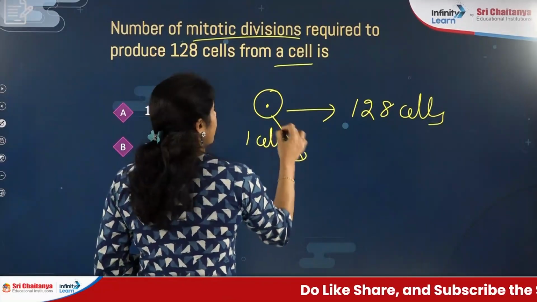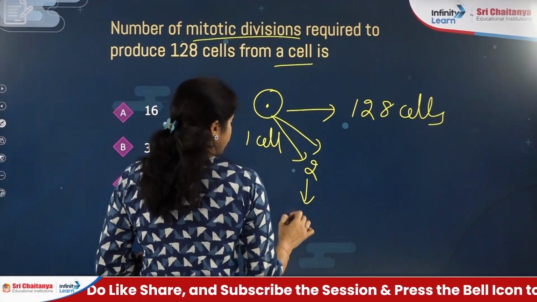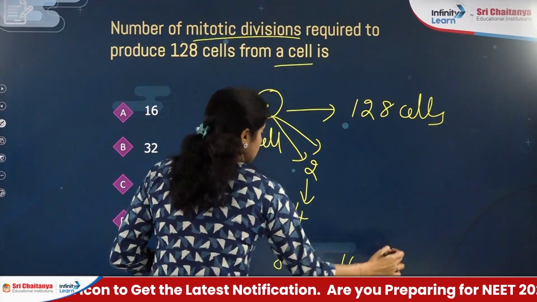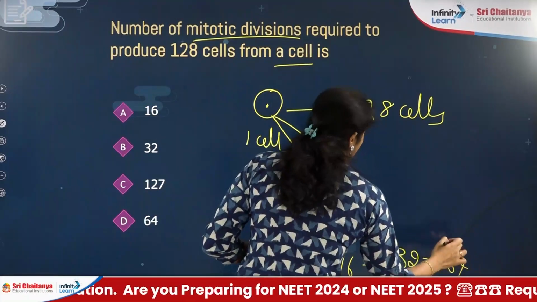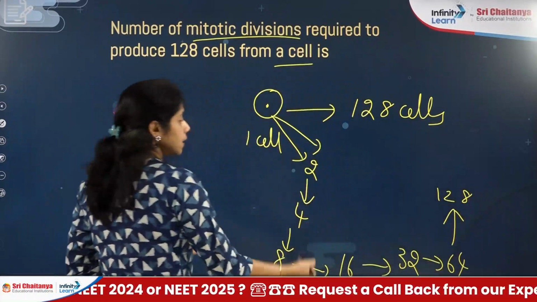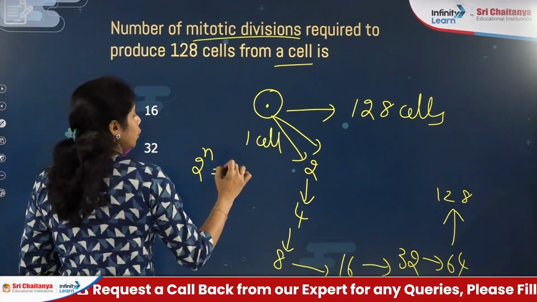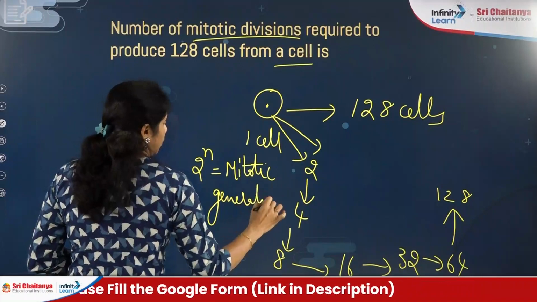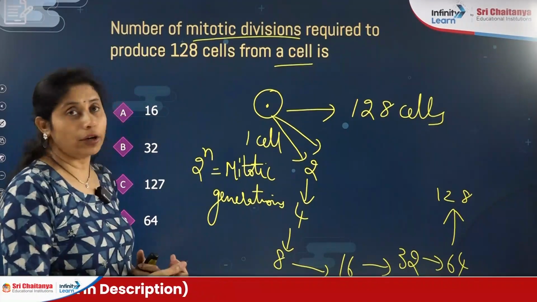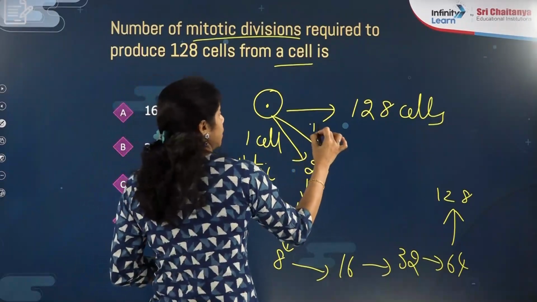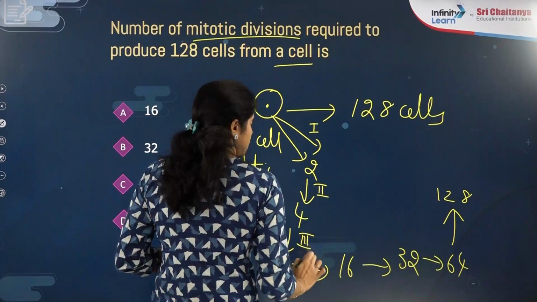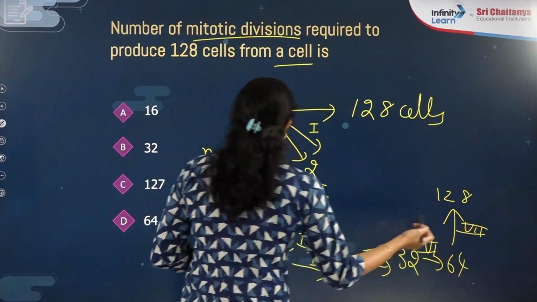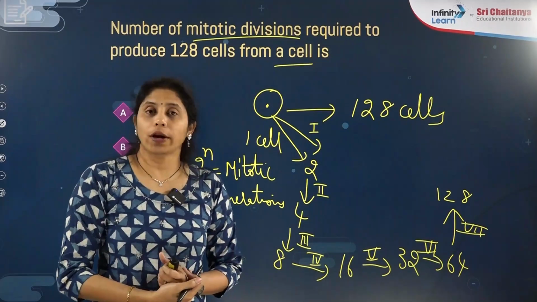So, one cell first it will be forming 2 cells here. 2 will be forming 4. Like this, every time it will be doubled. 8, 16, 32, 64 and 128. But this one, 2 power n, will be giving you the number of mitotic generations. So if the question is asked for mitotic generations, obviously the number will be 1, 2, 3, 4, 5, 6 and 7. 7 generations it will be taking to form the 128 cells.